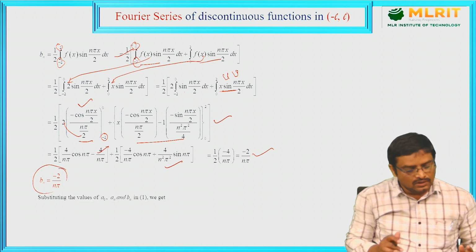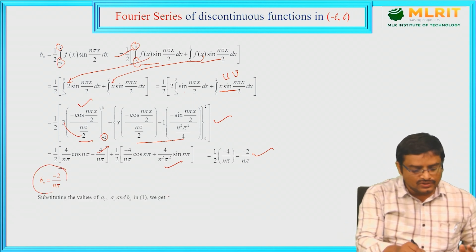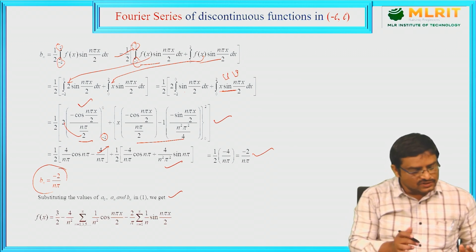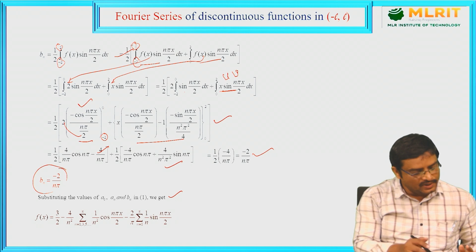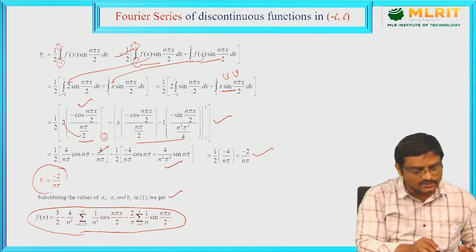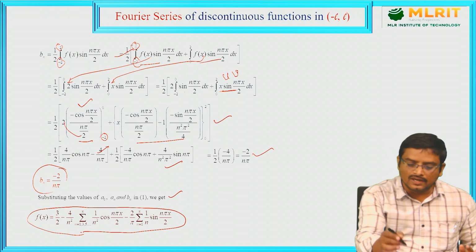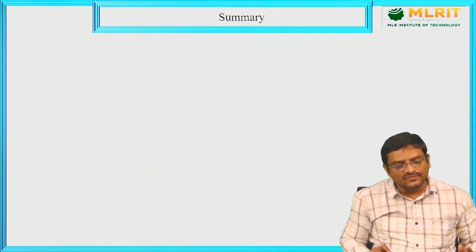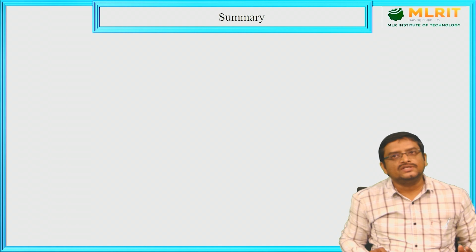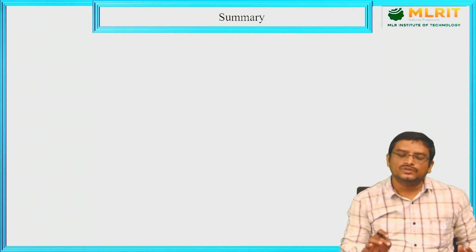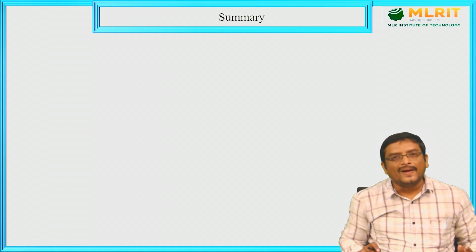Now we got the a0, an, bn values. Now you substitute these values in equation 1 that we got in the previous slides. After substituting a0, an and bn, this is our required Fourier series expansion for the given function in the interval minus 2 comma 2. Okay, this is the way we can find the Fourier series expansion for discontinuous functions in the arbitrary interval 0 comma 2l and in the interval minus l comma l.